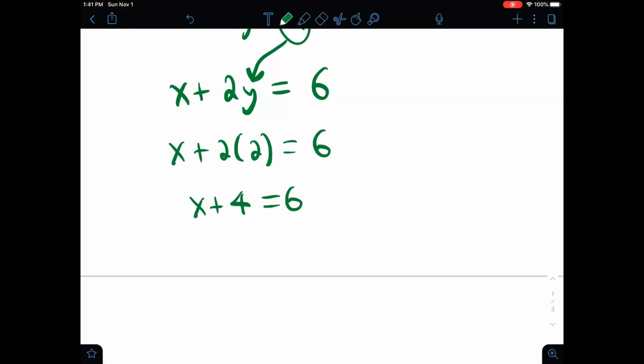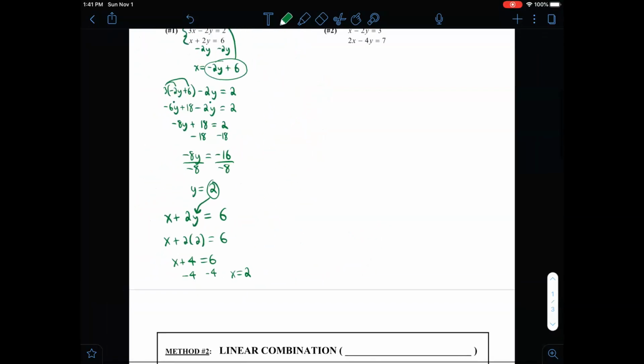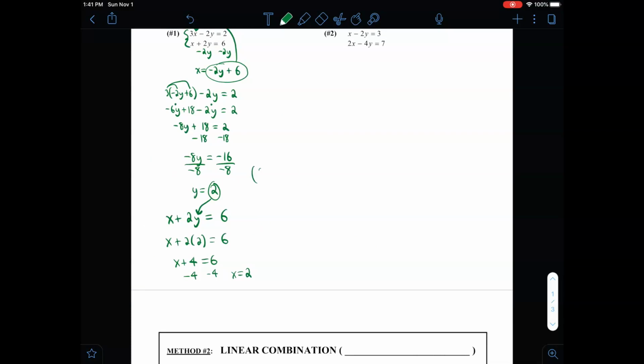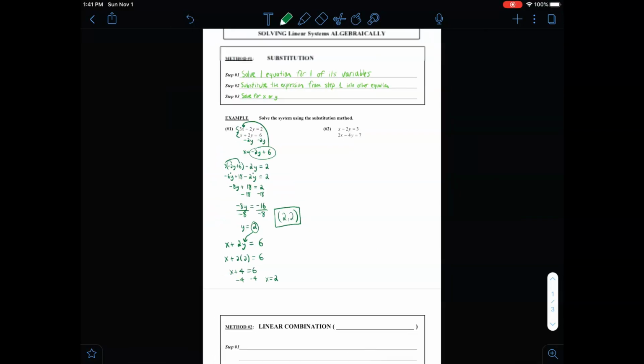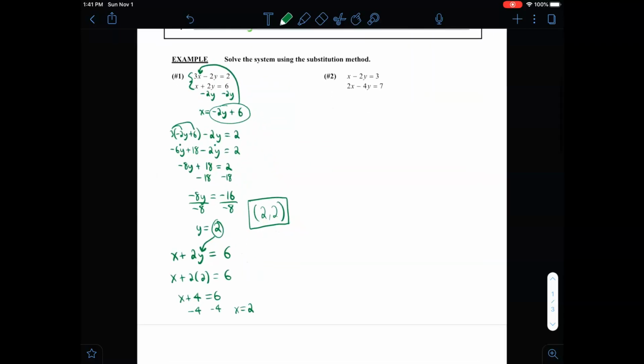What's the last step to solve for x? Minus 4. So x equals 6 minus 4, which is 2. So our final answer is not just y equals 2. It's not just x equals 2. Our final answer is going to be 2, 2. It's going to be an ordered pair (2, 2). So if you were to graph both those equations, they would cross at (2, 2) on the graph.